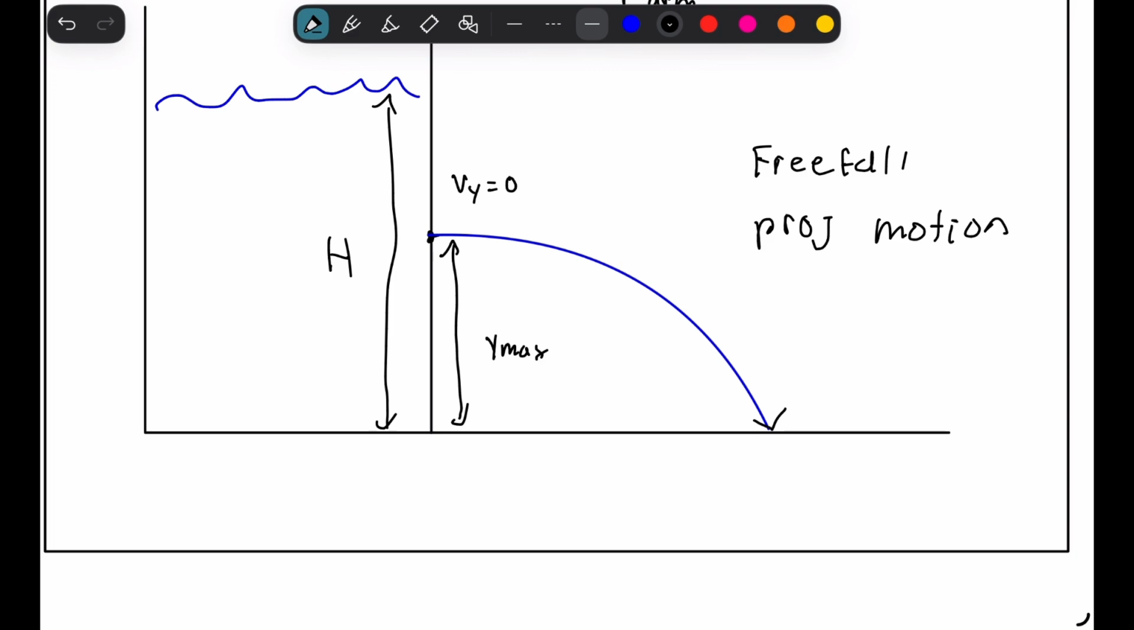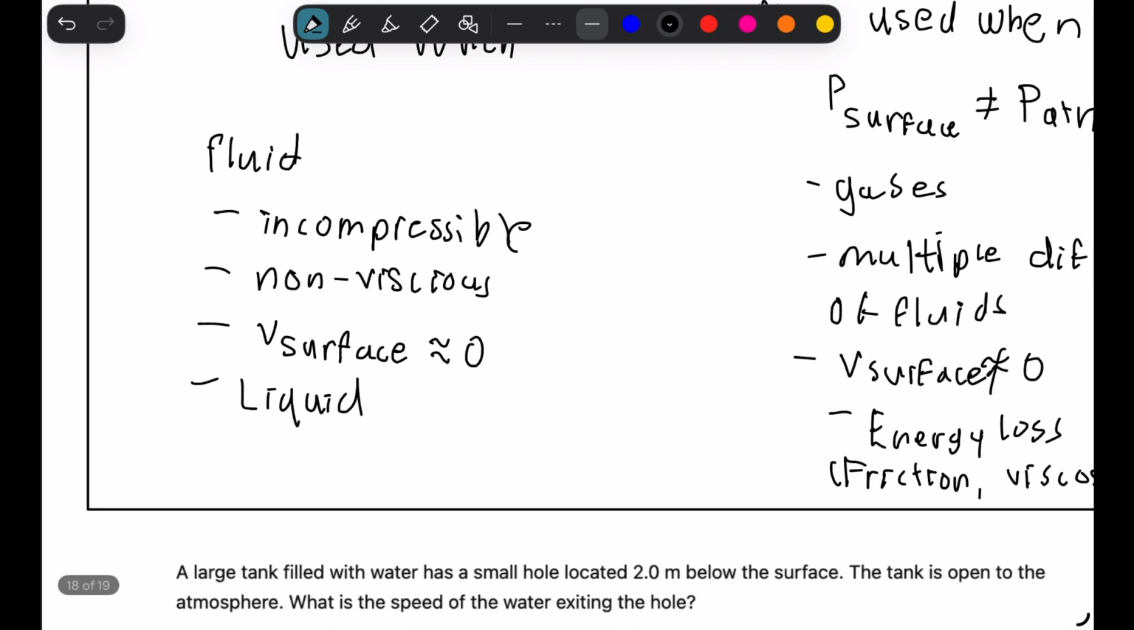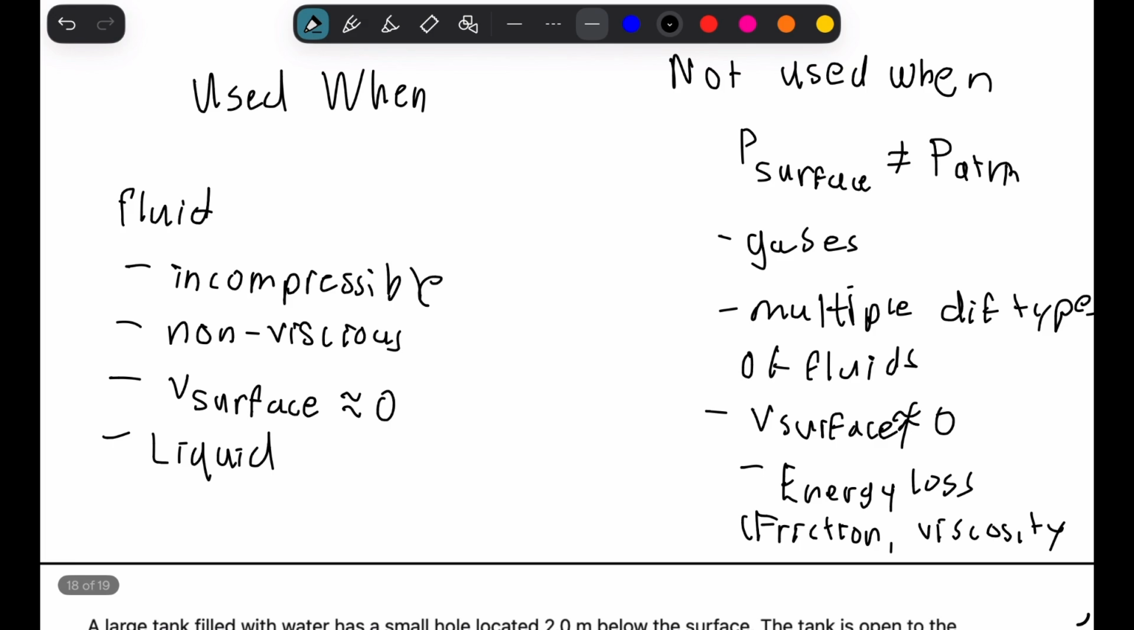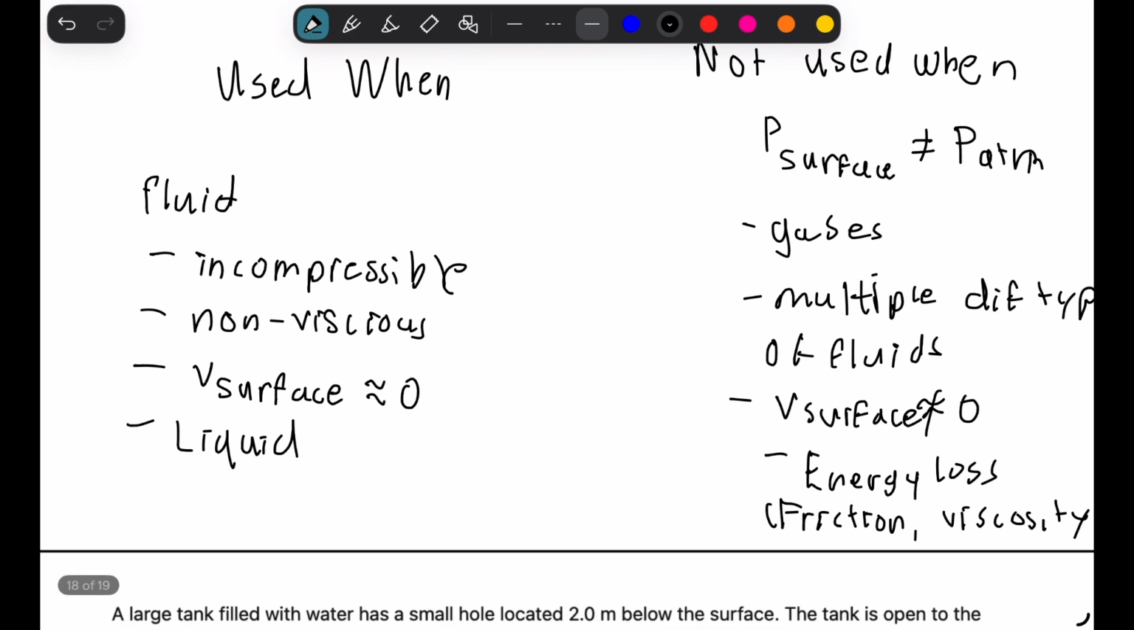So when do we use this? We are going to use this when our fluid is incompressible, non-viscous, the v at the surface is approximately 0, and you are going to have a liquid.